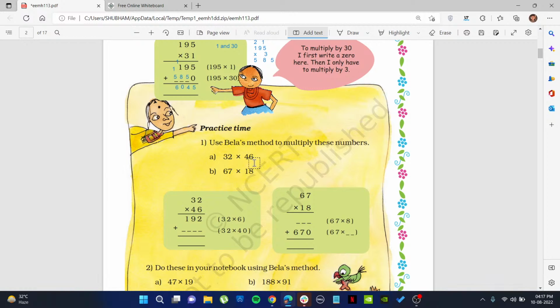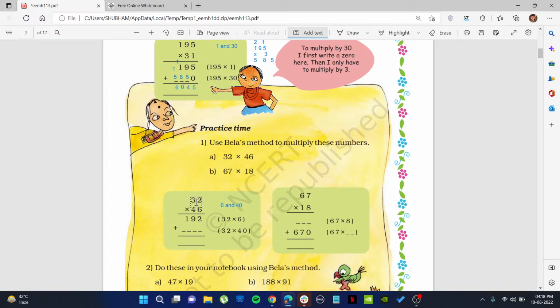So for that, first we need to break this number into two parts. We will break this number into tens and ones, and if we do so, we get 6 and 40. So if we apply Bela's method here, what is going to be the first step? The first step would be to multiply 32 with this 6 first. On multiplying 32 with this 6, we get 192, which is already given here.